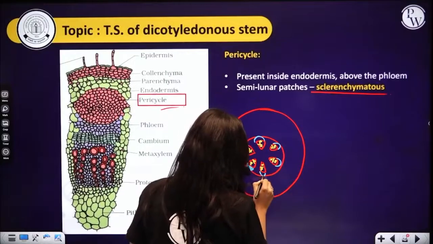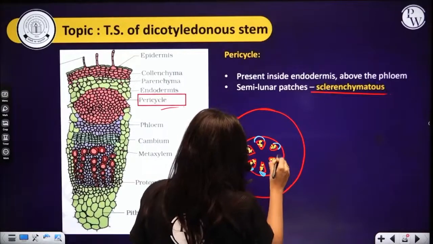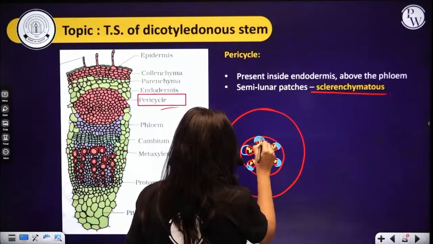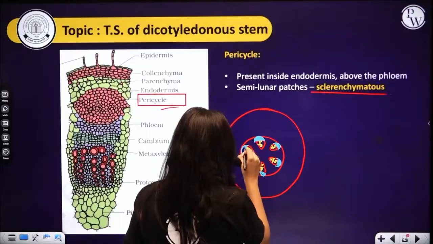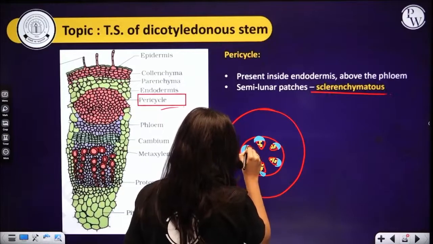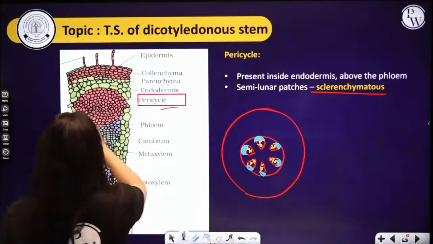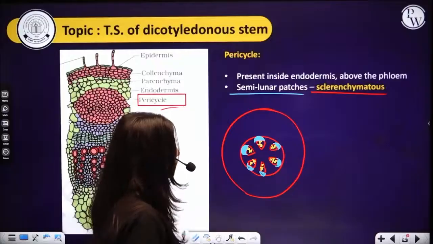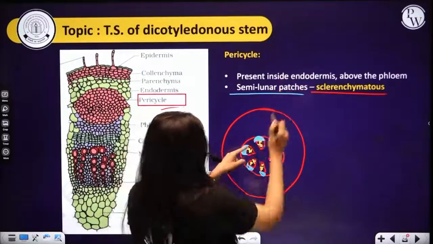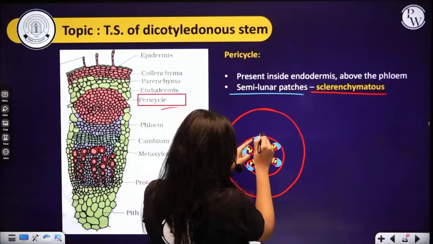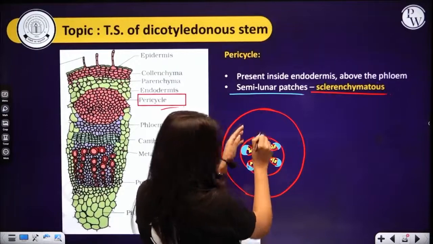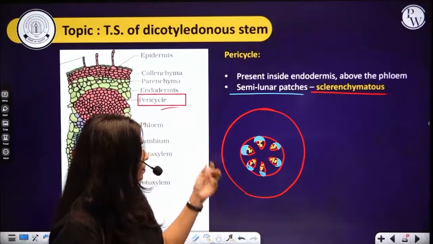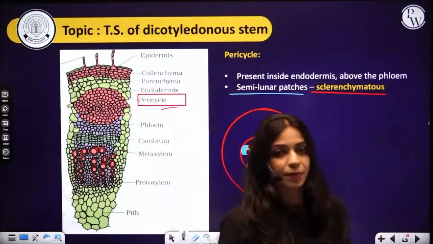Okay, so this region is the pericycle. As you can clearly see, it is semicircular, right? What does semilunar mean? Semilunar means half moon shaped. So this is present in the form of semilunar patches. It is present inside. This red layer is the endodermis. It is present inside the endodermis and above the phloem. That is exactly the location of the sclerenchymatous pericycle here. All right.